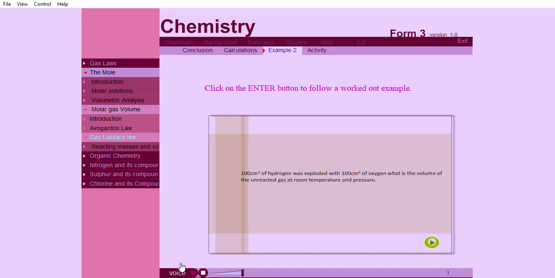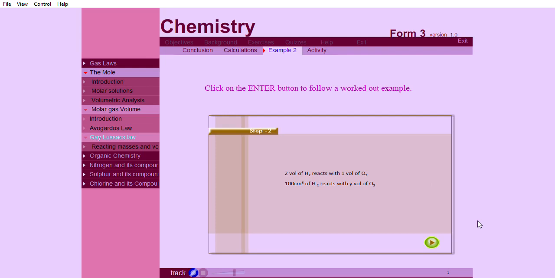100 cubic centimeters of hydrogen was exploded with 100 cubic centimeters of oxygen. What is the volume of the unreacted gas at room temperature and pressure? Step 1. Write a balanced equation. Step 2. 2 volumes of hydrogen gas react with 1 volume of oxygen gas.